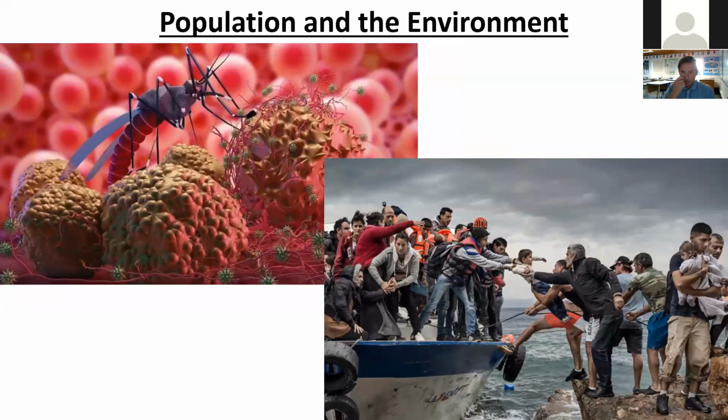We also finally look at population and the environment as a big human topic. So within this topic, we look at both infectious and non-communicable diseases. The key infectious disease that we look at is malaria, how that spreads, how it's caught, the symptoms you get from malaria, and how it is managed in certain parts of the world.